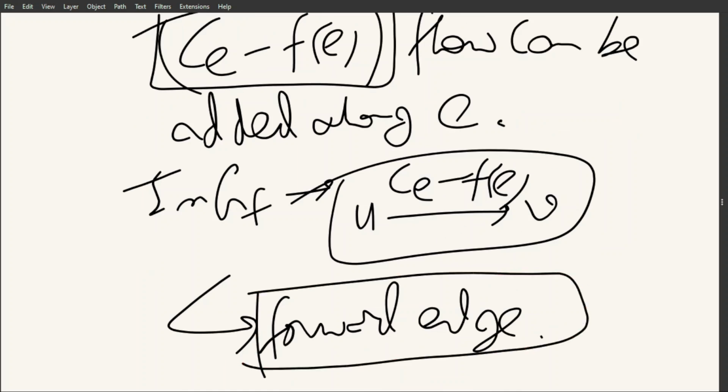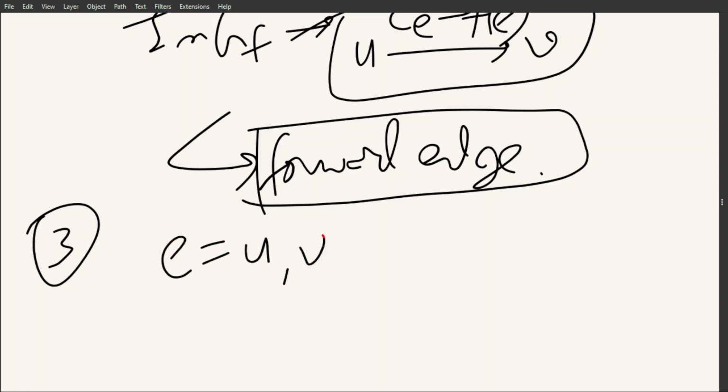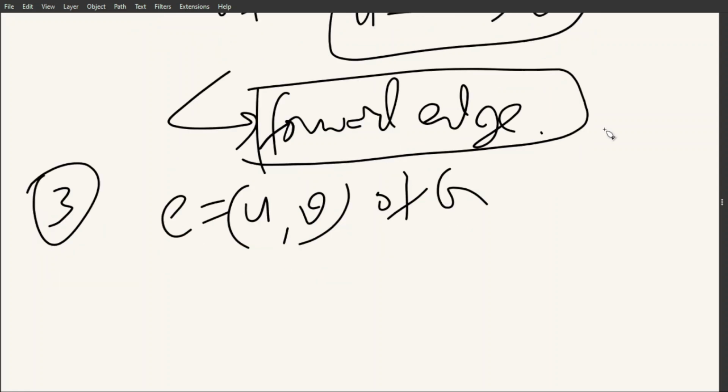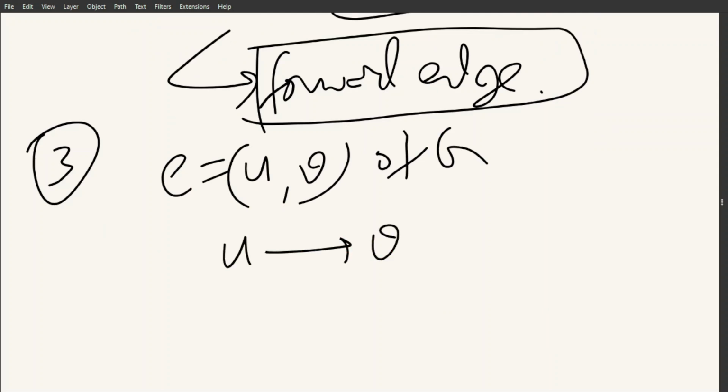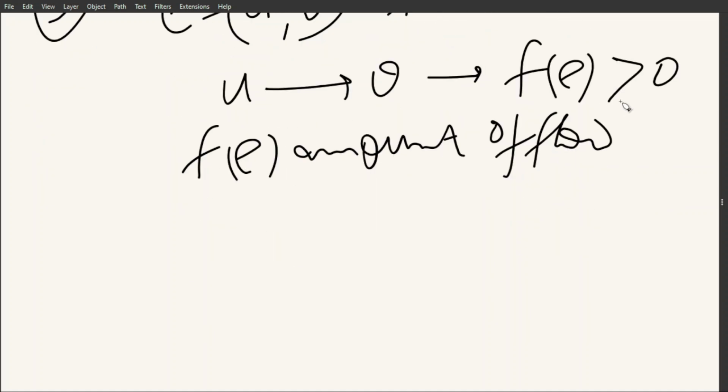In the same way, just the opposite idea is the backward edge, just the reverse. Third, take any edge E equal to UV of G. Once again we have the directed edge U to V in G, and here we have FE, assuming that FE is greater than 0. Here just see the opposite: how much flow can we decrease? We can decrease FE amount of flow, since FE is greater than 0.